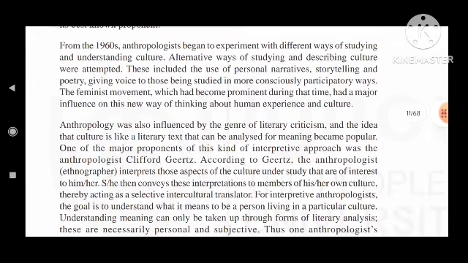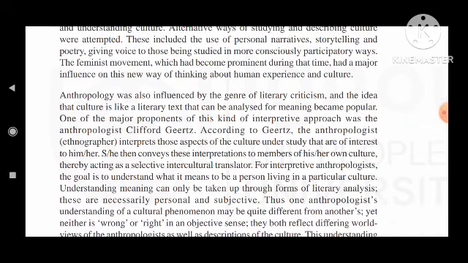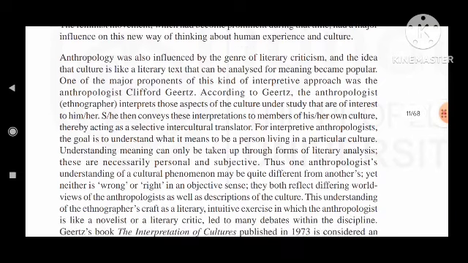From the 1960s, anthropologists began to experiment with different ways of studying and understanding culture. Alternative ways of studying and describing culture were attempted. These included the use of personal narrative, storytelling and poetry, giving voice to those being studied in more consciously participatory ways. The feminist movement, which had become prominent during that time, had a major influence on this new way of thinking about human experience and culture.